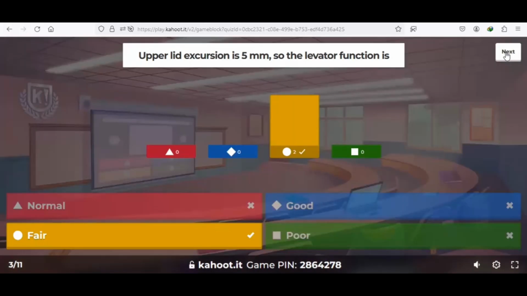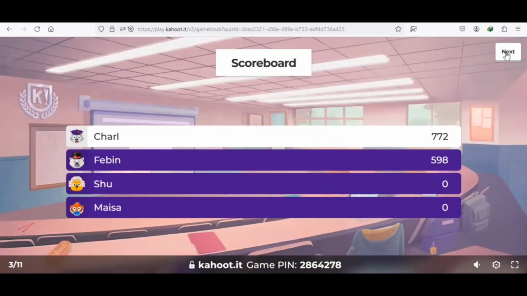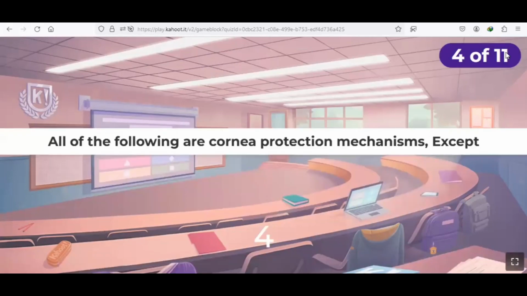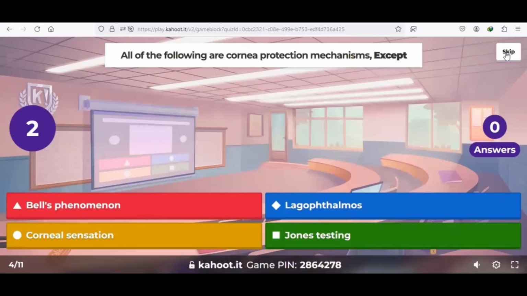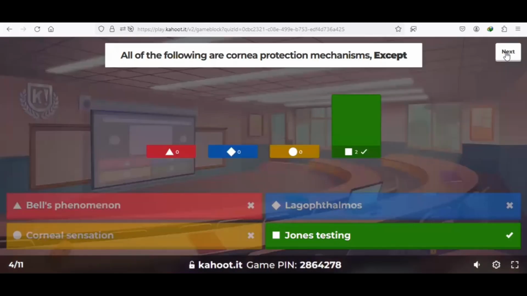So lid excursion is 5, so the levator function is fair. Okay, this is the correct answer. Let's see the next, be ready. All the following are corneal protection mechanisms except Jones testing. This is the correct answer.